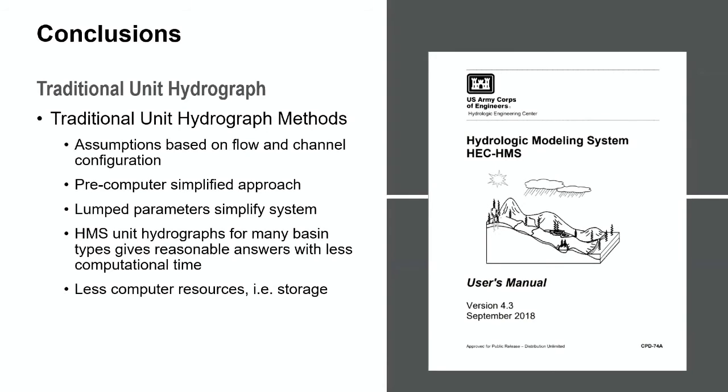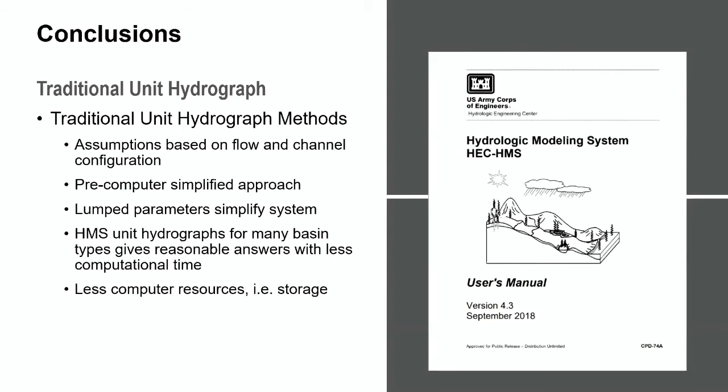So just some conclusions and some food for thought. Traditional unit hydrograph methods make assumptions based on flow and channel configuration. They're pre-computer simplified approaches. They are lumped parameters which simplify the system. HMS unit hydrographs for many basin types give reasonable answers with less computational time. So HMS runs very fast.